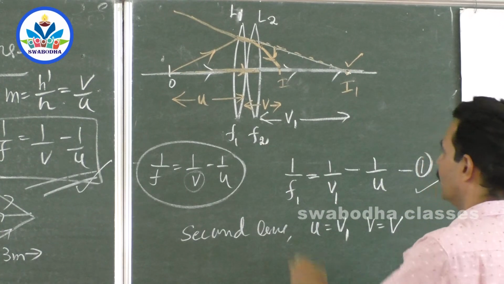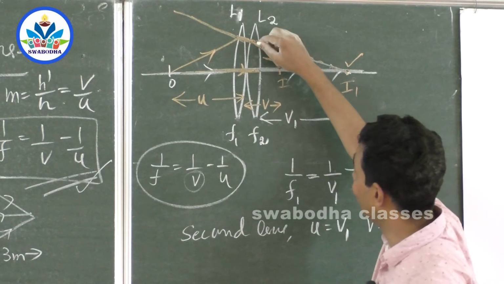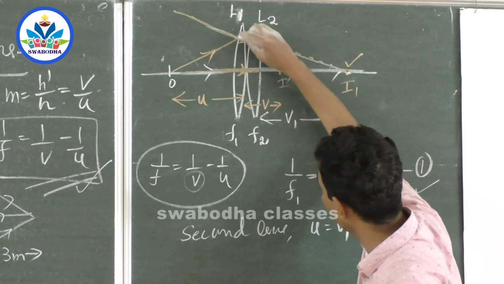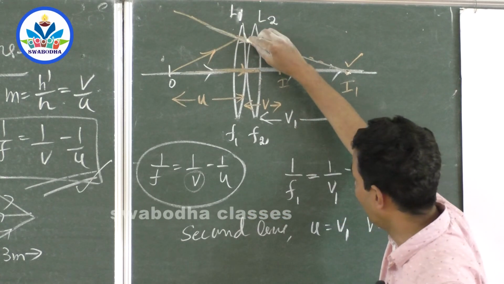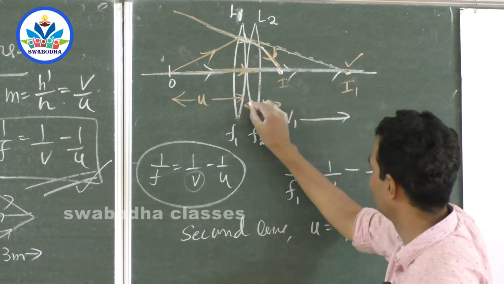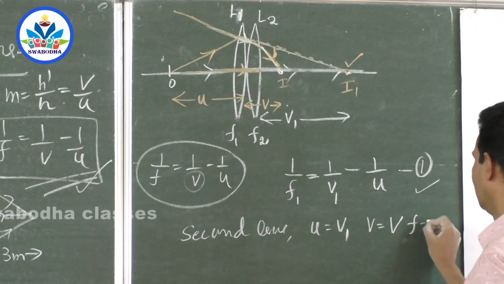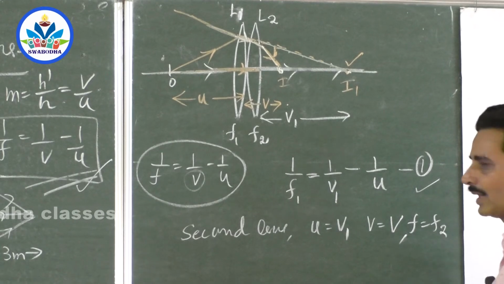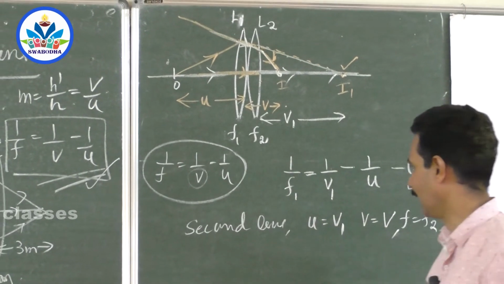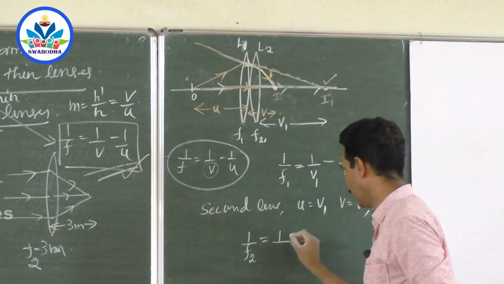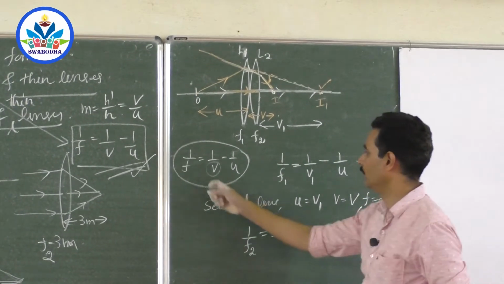What about the image distance? It is v itself, because even though this lens has not obtained any object on this side, it has received a ray of light given by the first lens, and it is bent and finally the image is formed here at a distance v. The image distance is v and the focal length is f2, right? Now let us write the formula. For the second lens, 1 by f2 is equal to 1 by v minus 1 by u.